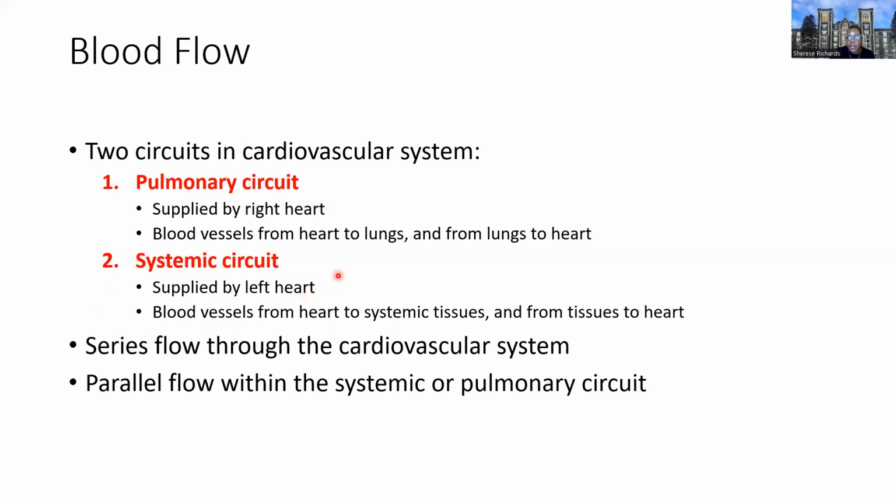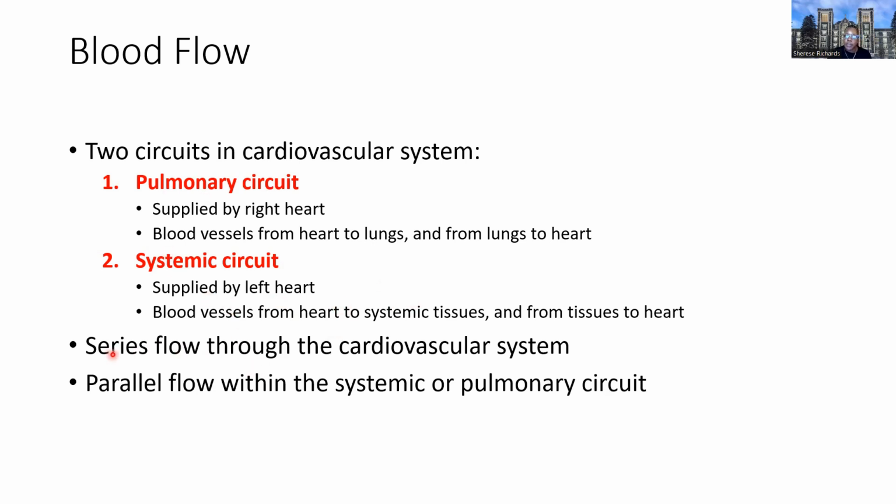We also have the systemic circuit. This is supplied by the left heart, left ventricle specifically, to the tissues and cells throughout the body, the systemic tissues. And then from there, they come back to the heart, to the right atrium specifically, and the circuit goes over and over and over in that sort of cyclical fashion.